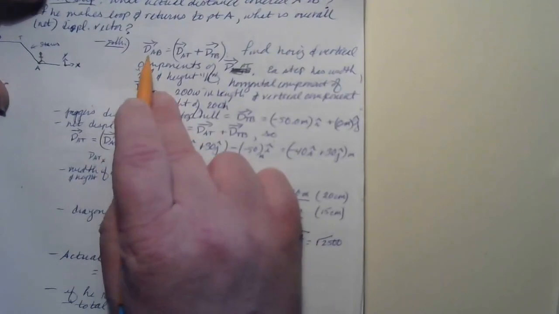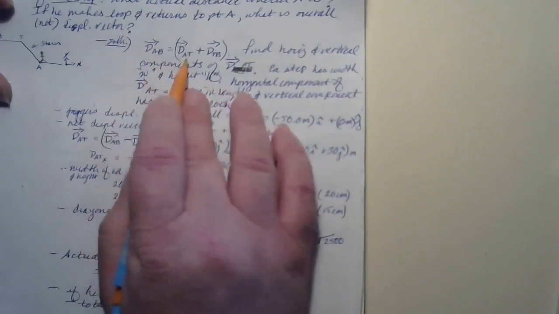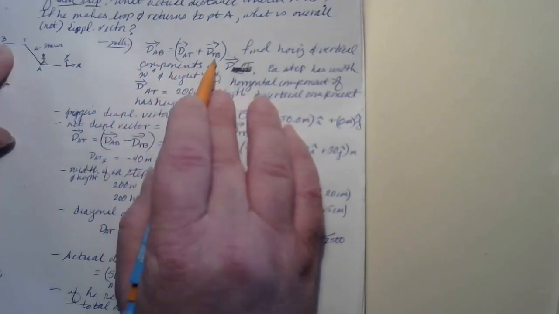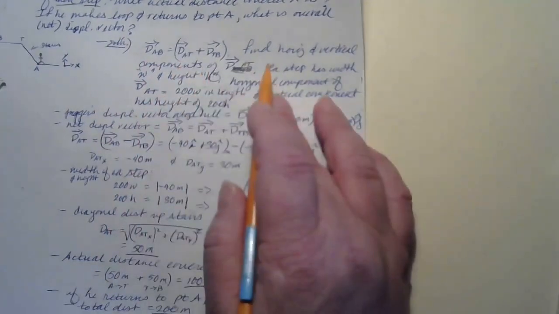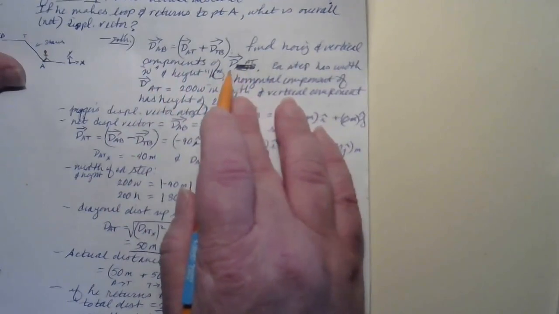Okay, so if we look at the little diagram that we've drawn here, and there's a better diagram in the book if you want to look at it, the vector from A to B is actually equal to the sum of the vector from A to T plus the vector from T to B. We want to find the horizontal and vertical components of the vector from A to T.